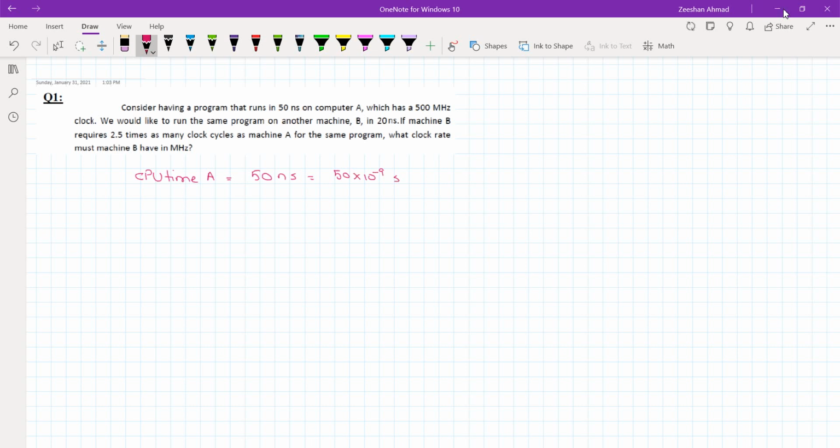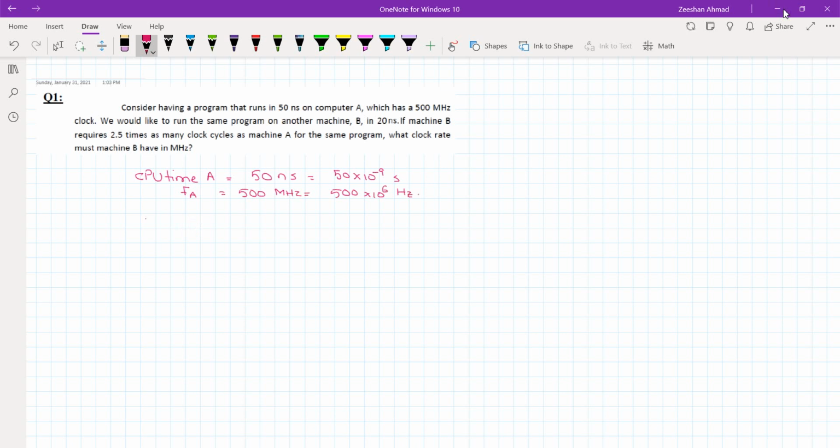Similarly, the second one is that he said the clock rate of machine A. So the clock rate of machine A, which will be f of A, let me make it a subscript here to avoid confusion, f subscript A, is 500 megahertz here, which is basically 500 into 10 raised to power 6 hertz here.